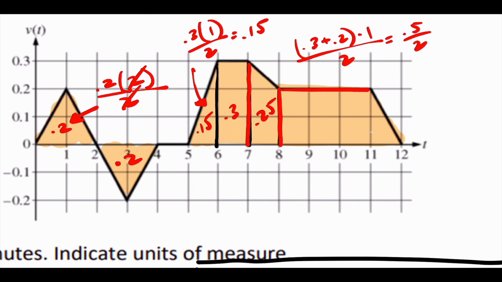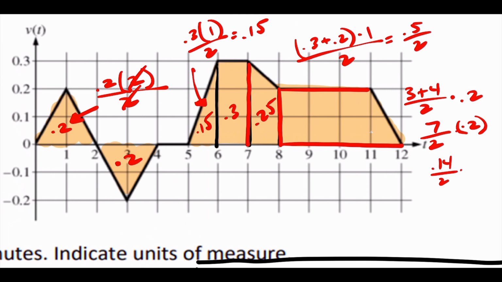And then the last one is a trapezoid as well. Base 1 plus base 2. So let's see. 3 plus 4 divided by 2 times the height, which is 0.2. So that's 7 times 0.2. What is that? 0.14 divided by 2, 0.07? No, that seems small. Let me get my calculator out so I don't make a mistake.